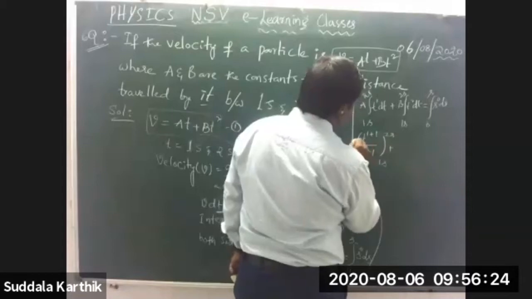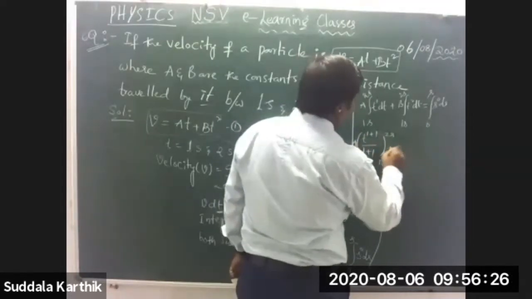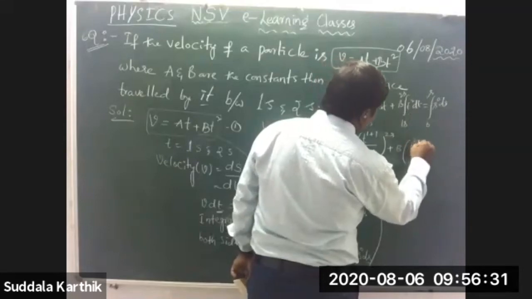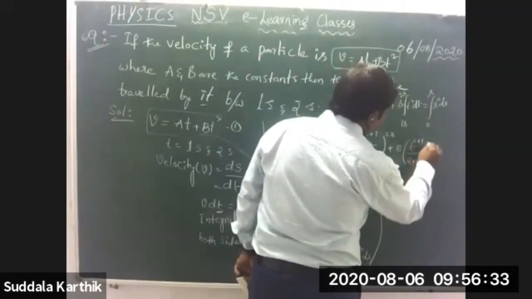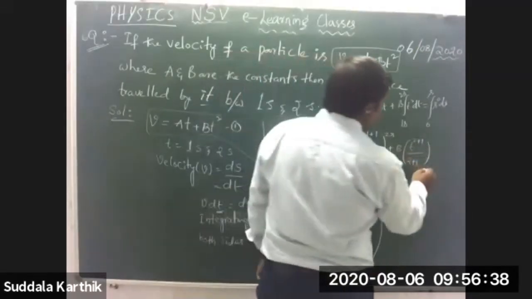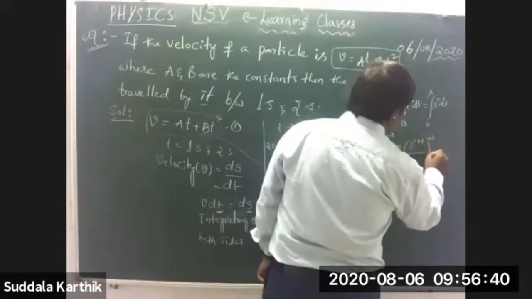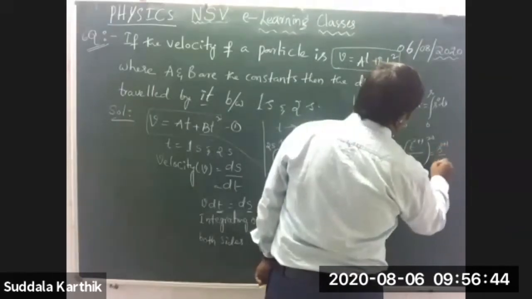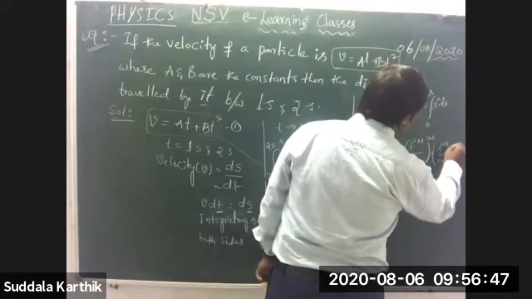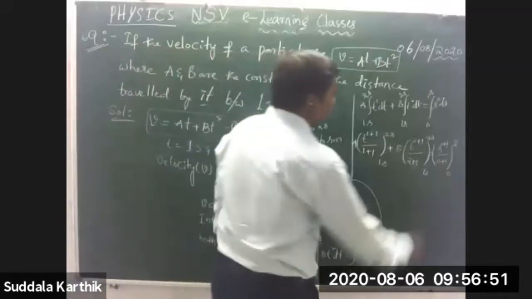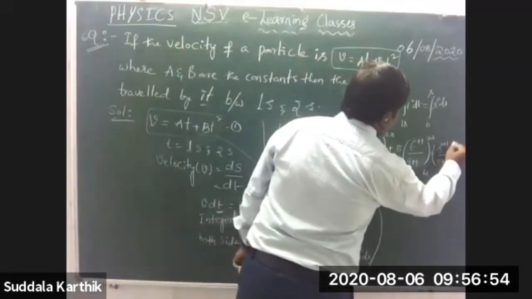From 1 second to 2 seconds. B is here, and here also t to the power of 2 plus 1 by 2 plus 1, from 1 second to 2 seconds, is equal to s power 0 plus 1 by 0 plus 1, from 0 to s. Sorry, distance.